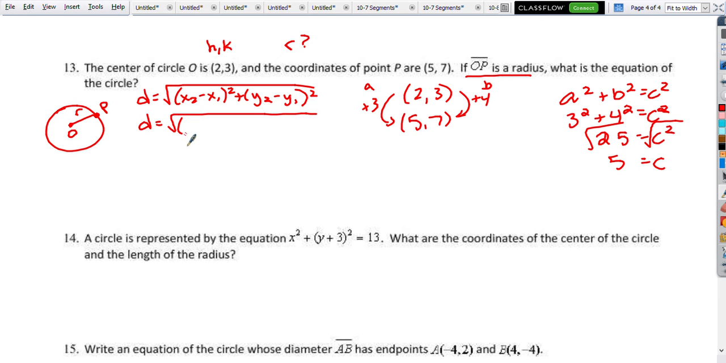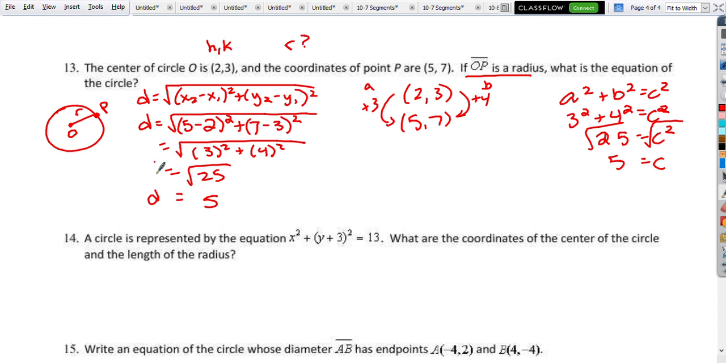If we plug in here, x2, second point x coordinate, 5, minus first point x coordinate, 2, squared, plus second point y coordinate minus the first, we're going to get 3 squared plus 4 squared, that's 25, and the square root is 5. And that's my distance. So that's technically the radius.